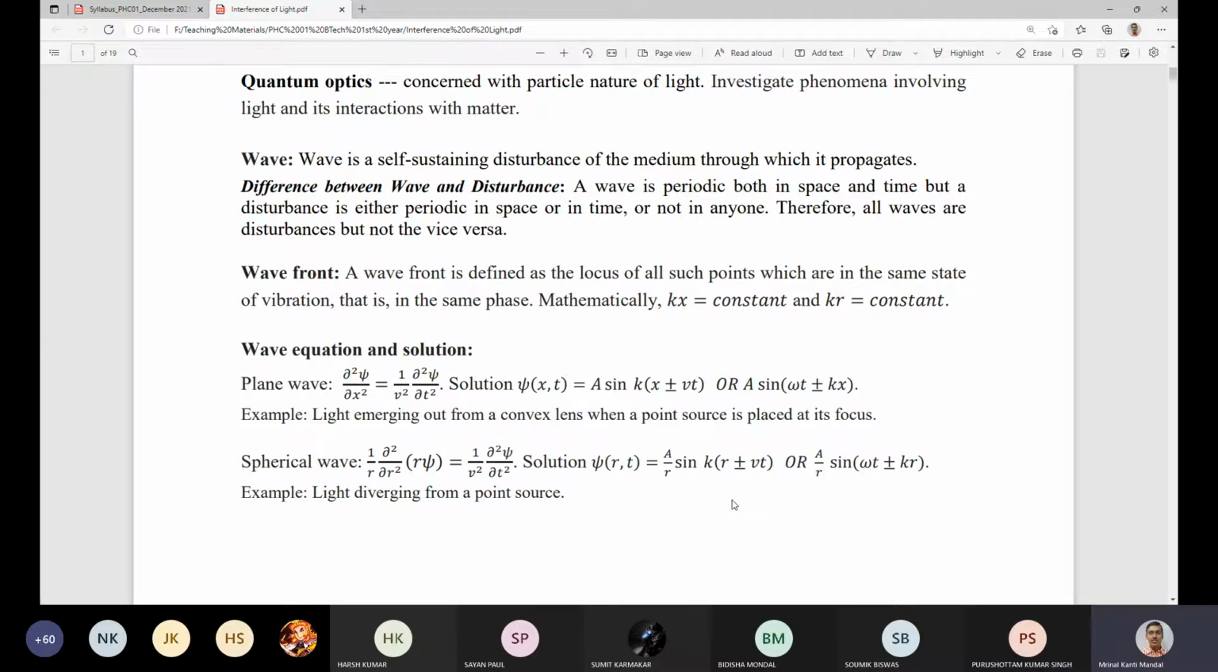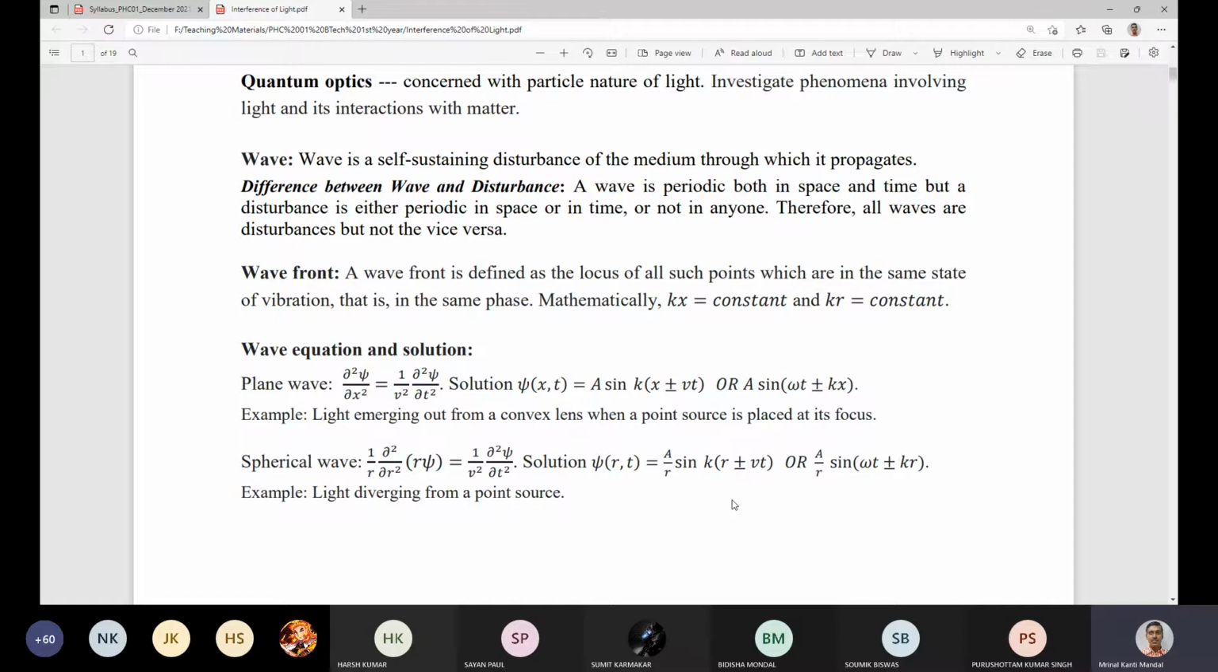And mathematically, we can represent it as kx equal to constant or kr equal to constant. The mathematical relation of wavefront, that is kx equal to constant or kr equal to constant. Kx equal to constant indicates a plane wave. That means a single dimension is there, kx, only the x component. So we can say it is a plane wave or plane wavefront.